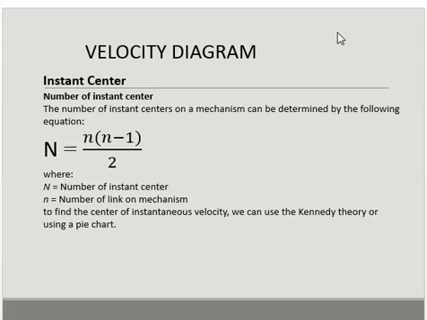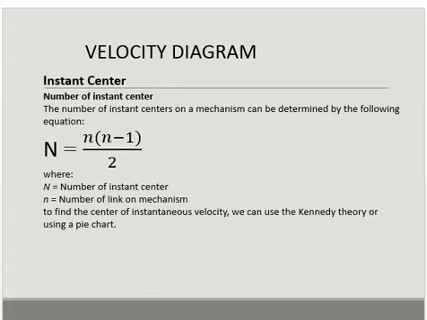This is the step to define the instant center. We can use this equation for the number of instant centers. The number of instant centers on a mechanism can be determined by the following equation: N equals n multiplied by n minus 1, divided by 2. Big N is the number of instant centers, little n is the number of links on the mechanism. To find the instant centers, we can use the Kennedy theorem and the pie chart.